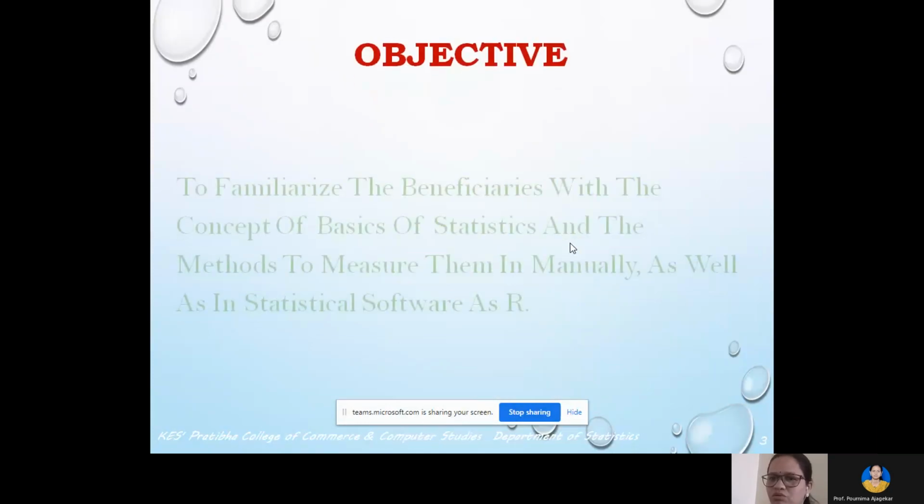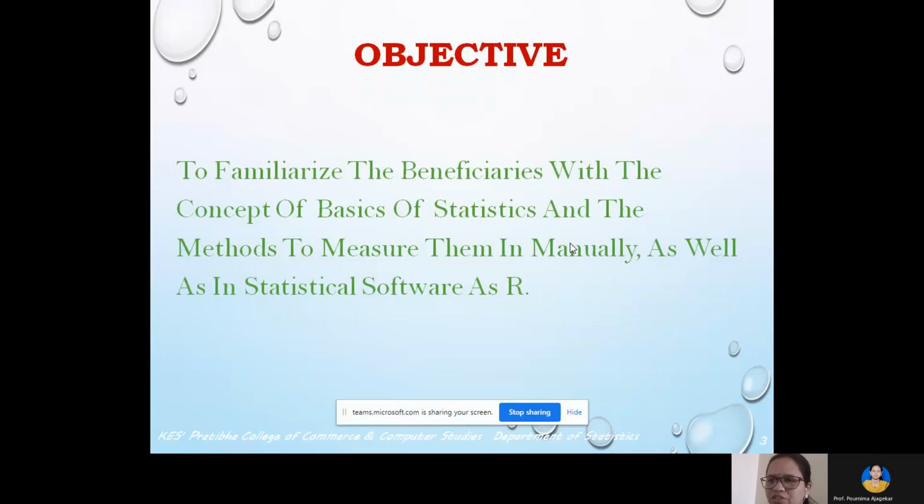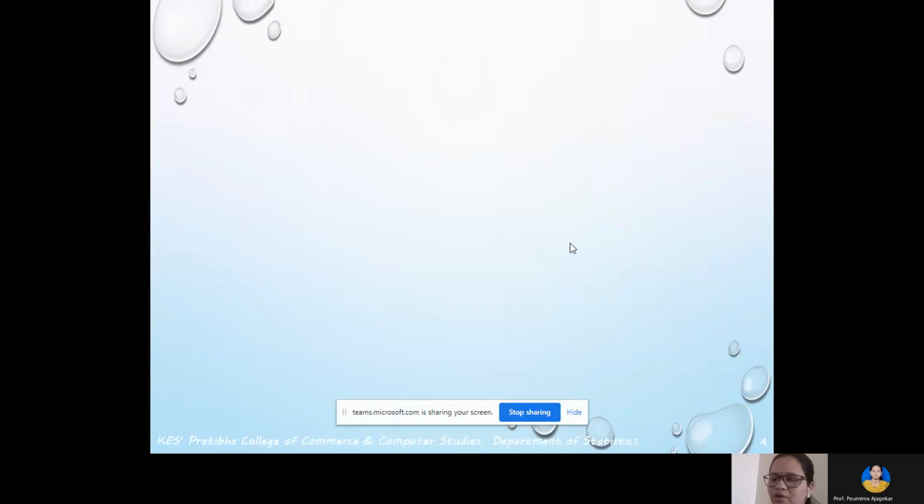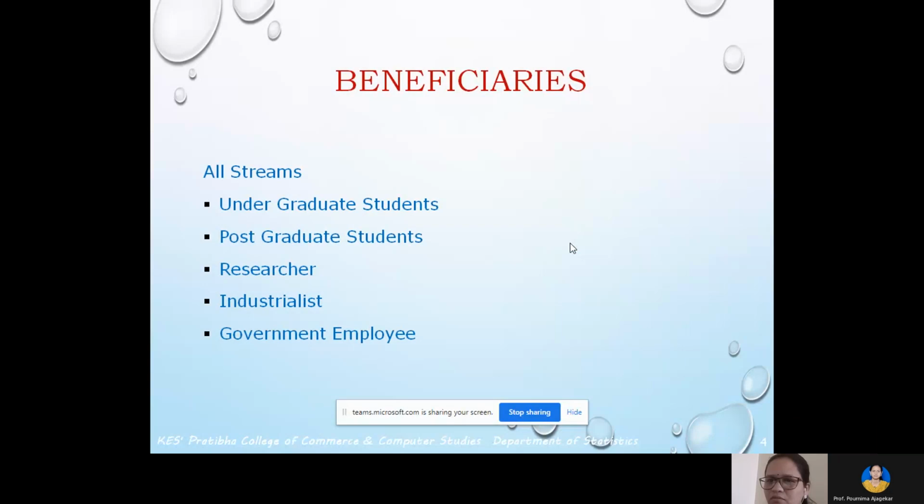The objective of this course is to familiarize the beneficiaries with the concepts of basics of statistics and the methods to measure them manually as well as in statistical software like R. Research students, industrialists, and government employees will get benefit from this course.